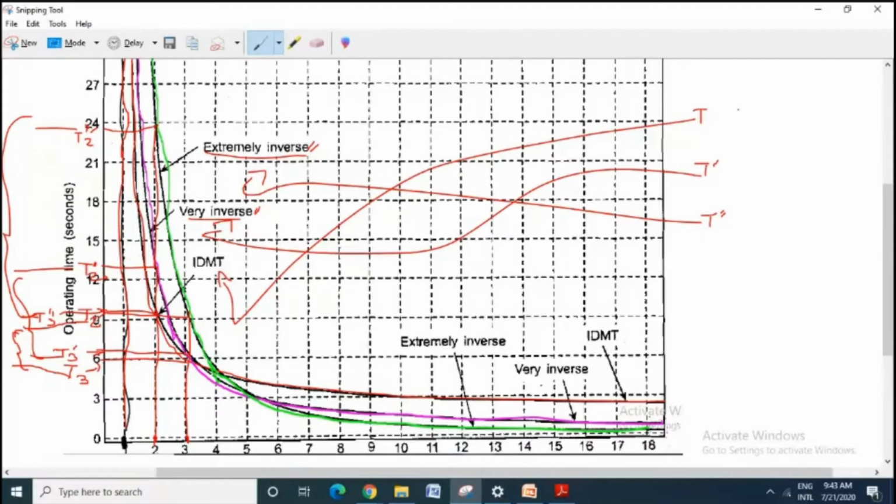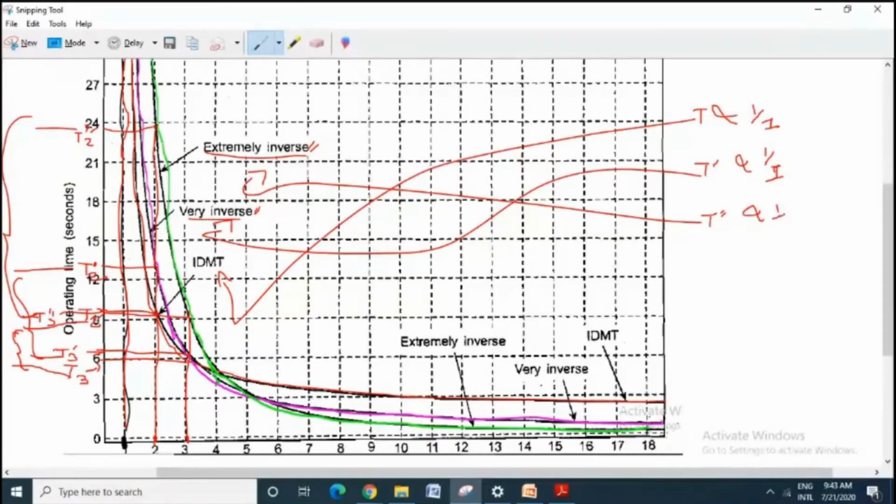So time t is normally proportional to the value of current I, whereas compared to this, time t2 dash is much largely inversely proportional to value I, right?